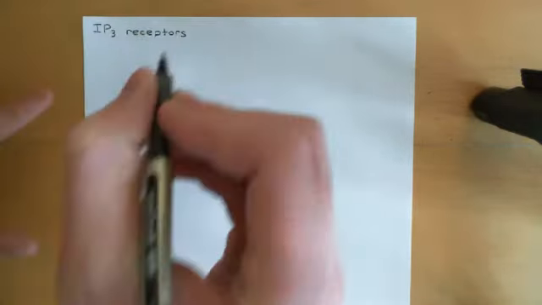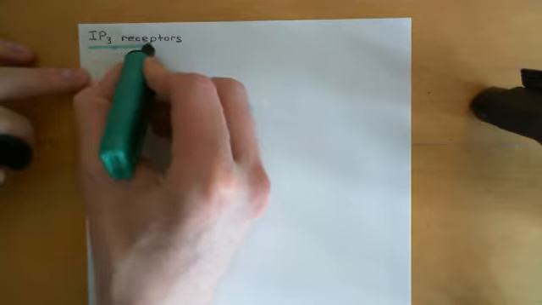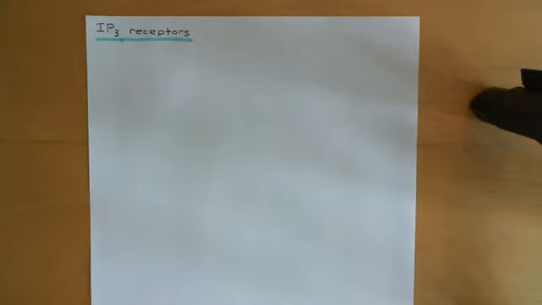The first thing that we need to discuss if we are going to discuss IP3 receptors is the generation of IP3. IP3 is crucial in the opening of IP3 receptors. It's not a direct mechanism. IP3 doesn't directly open the IP3 receptors. It's more subtle than that, and we'll come to that later on. But for now, we want to talk about how you actually create this molecule called IP3, which is responsible for the opening of the IP3 receptors.